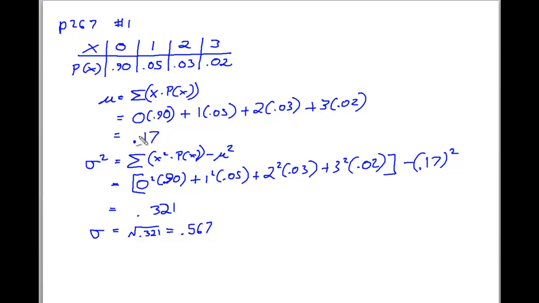So that means our standard deviation of defective DVDs is about half a DVD, which means roughly 67% of our cartons are going to be between 0 and 1 defective DVD per carton. I'm hoping there's a lot of DVDs in these cartons because that's still some pretty good variation with this setup. But that's how you do problem 1 on page 267.